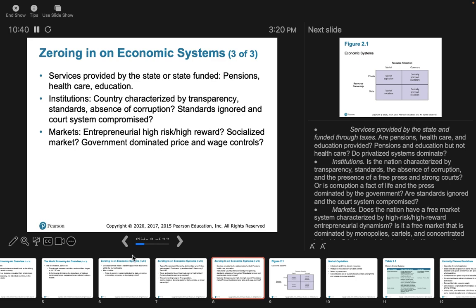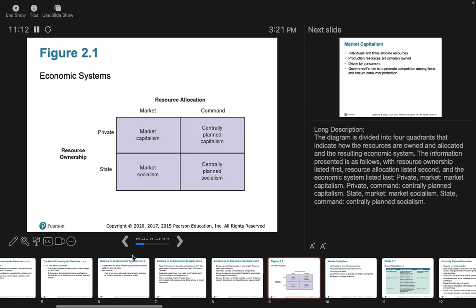Then, if you're going to look at the market, you also look at the aspect of entrepreneurship. Is it high or low? Is it very risky? Is it rewarding? Is it a socialized market? Is it government-dominated price and wage control? Is it private, or is it a mixed kind of operation, where both the public and the private come together to operate together? So all of these are aspects that have to be considered.